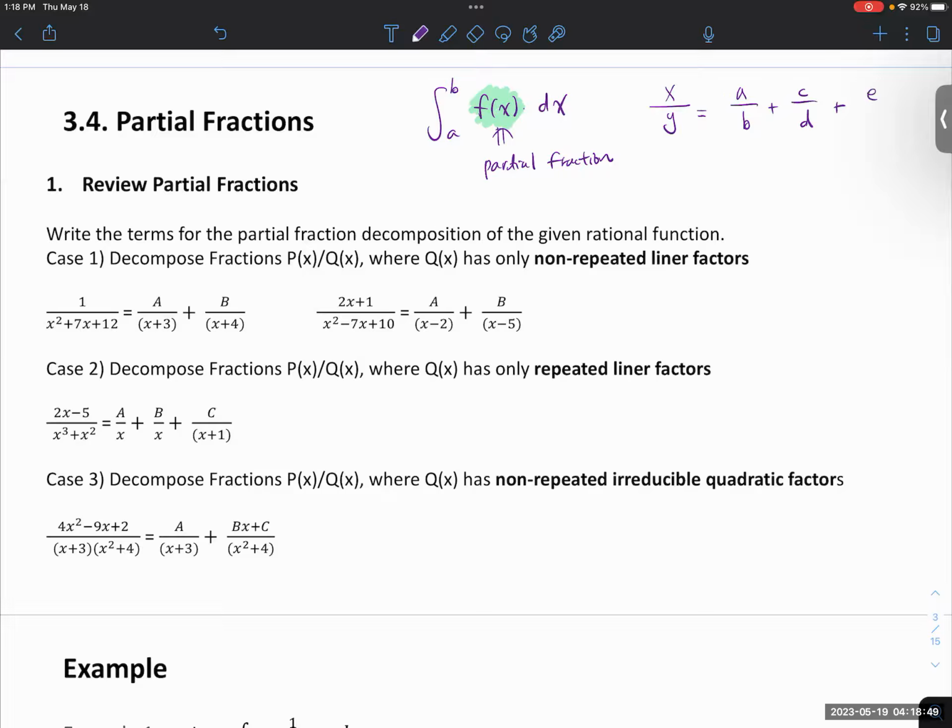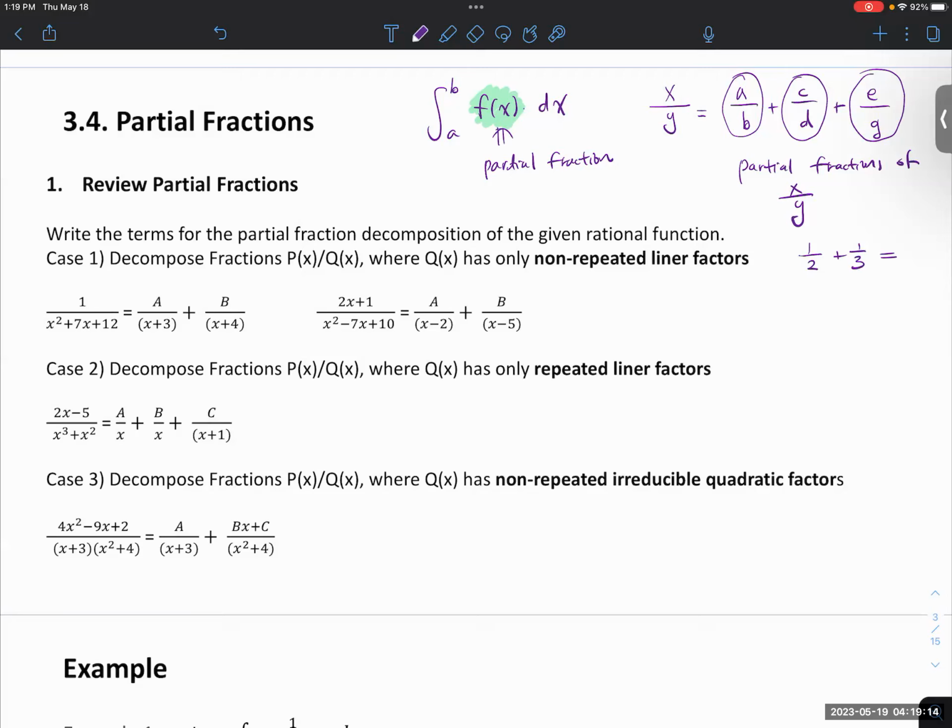So let me see, we have a 3, like g. These are little simple fractions, and then you're adding them. Those are two or more simpler fractions. They are partial fractions of x over y. Does it make sense?